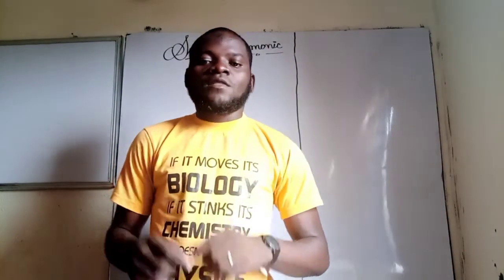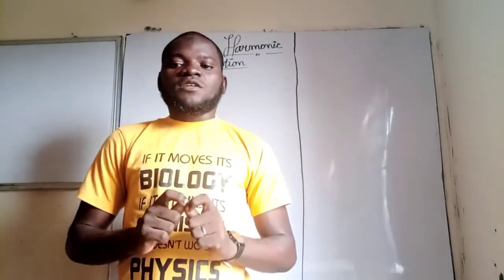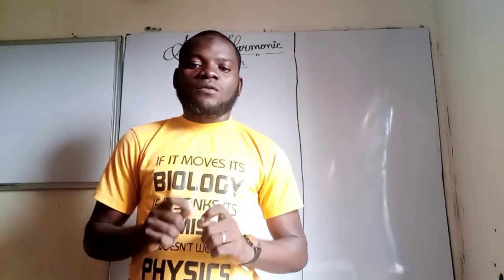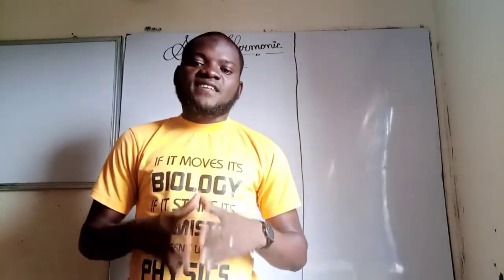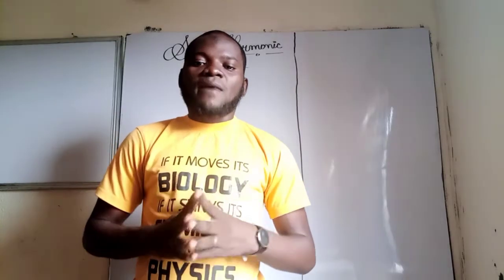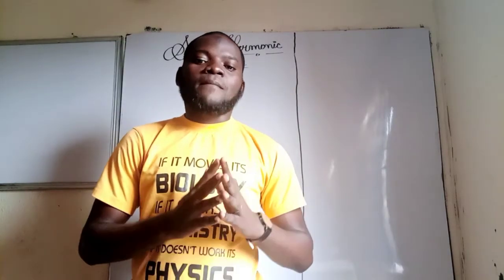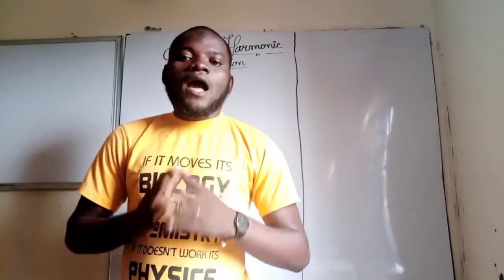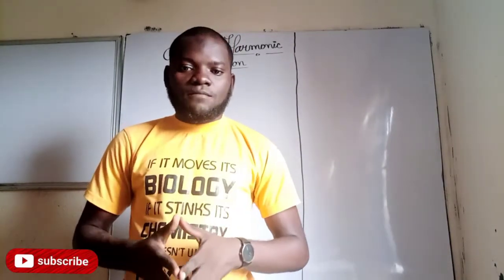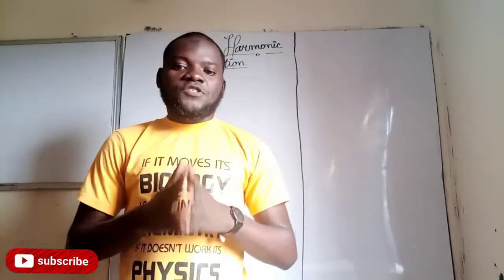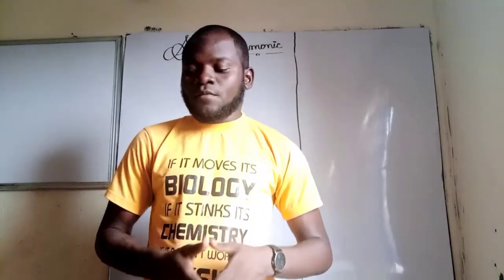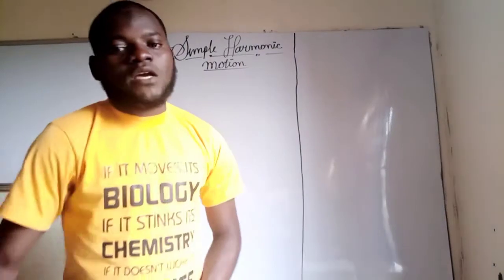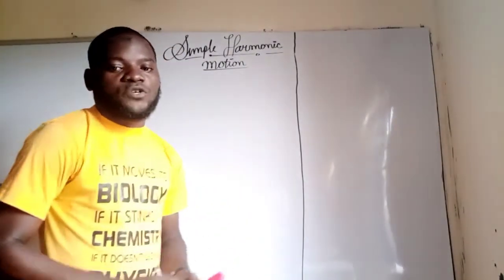Today we want to talk about simple harmonic motion. When you talk about simple harmonic motion, we talk about a periodic motion. An example of a periodic motion is a system of spring and mass, that is the mass spring system, and the simple pendulum. But in this class, I want to talk about the mass spring system. Now, let's see what we call a simple harmonic motion.